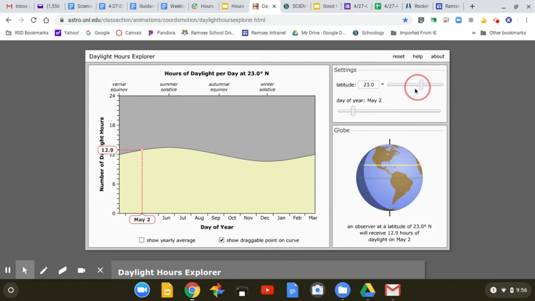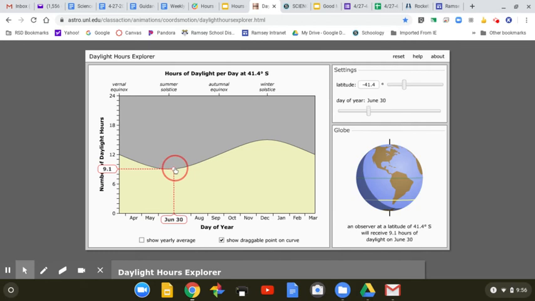If we put it at 41 degrees, this is 41 degrees south latitude. We can also see how it shows the amount of hours in, let's look at June. In the summer, in June, they have fewer daylight hours because that's their winter in the south.